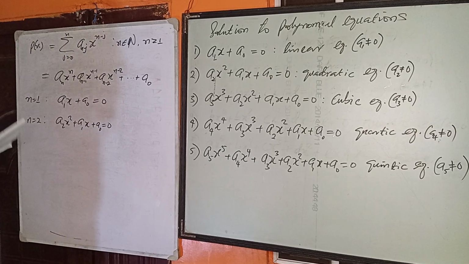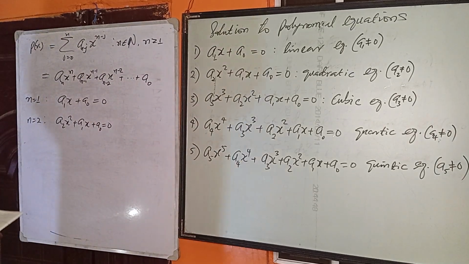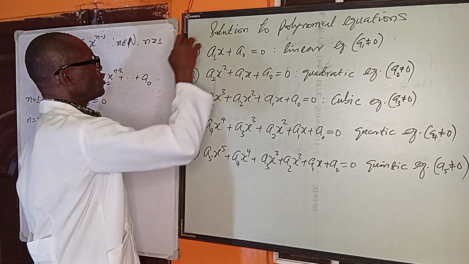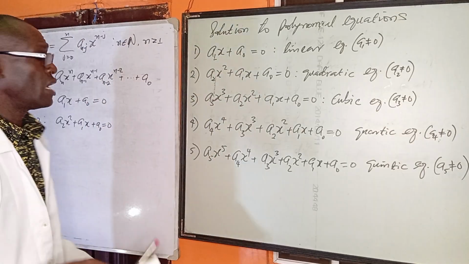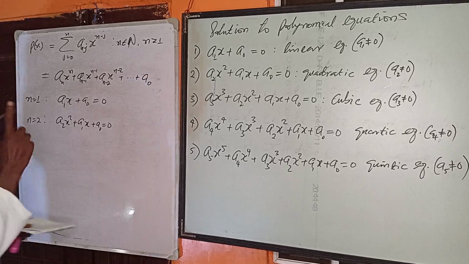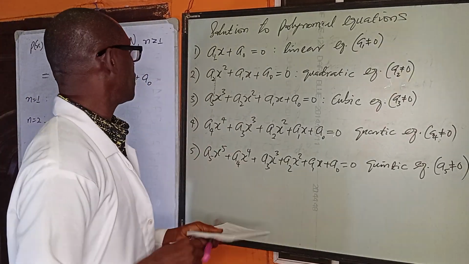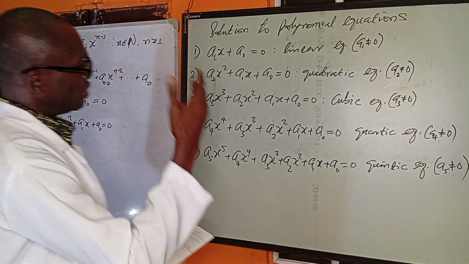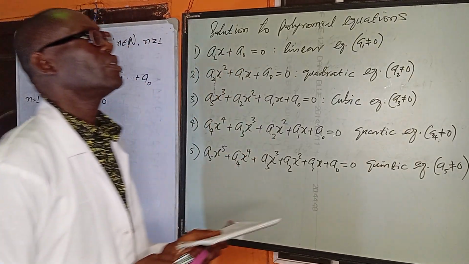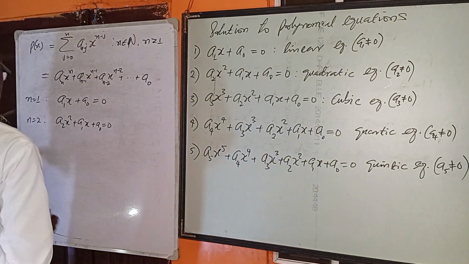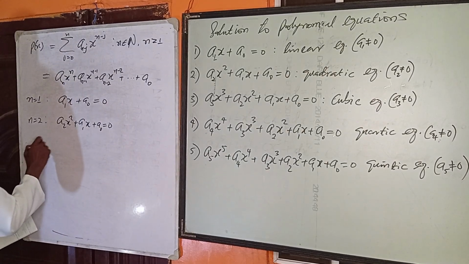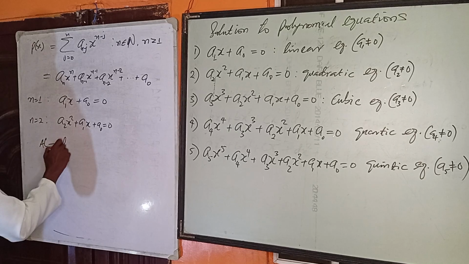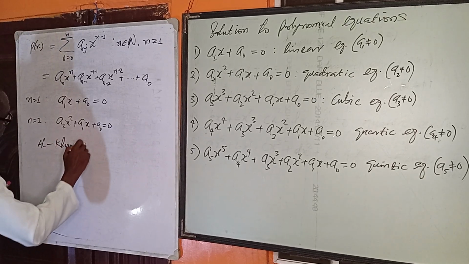Okay. Now, like I told you before, the solution for polynomial equations of degree 1 and degree 2 is known. And the first person that gave this solution to this problem is an Islamic scholar who lived around 800 AD, and his name is Al-Khwarizmi.